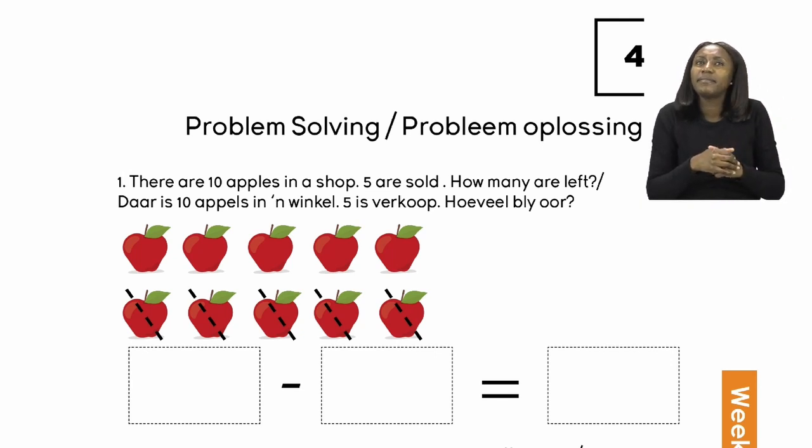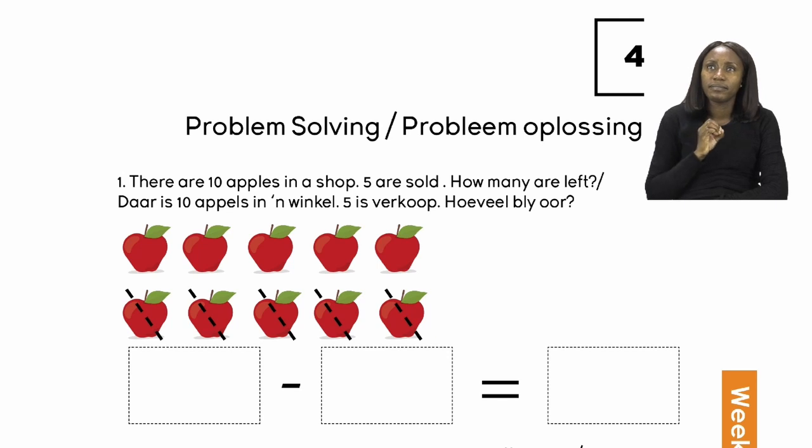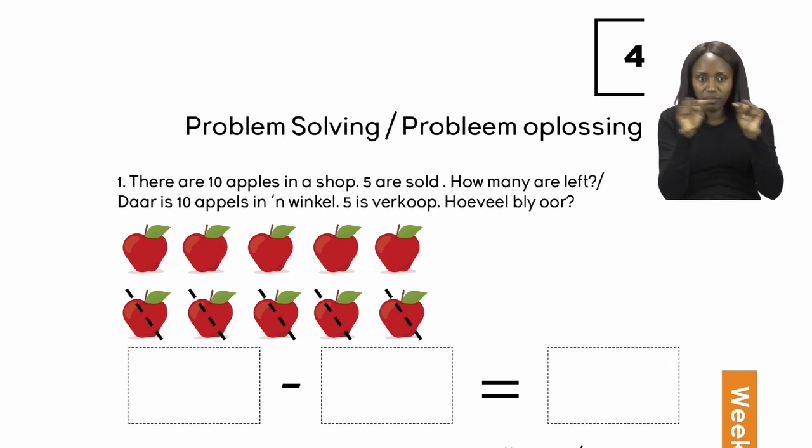So what we need to do is count our apples first to make sure that they are 10 apples. So we are going to count all of the apples. 1, 2, 3, 4, 5, 6, 7, 8, 9, 10. They are 10 apples. So you're going to write the number 10 in the first box.